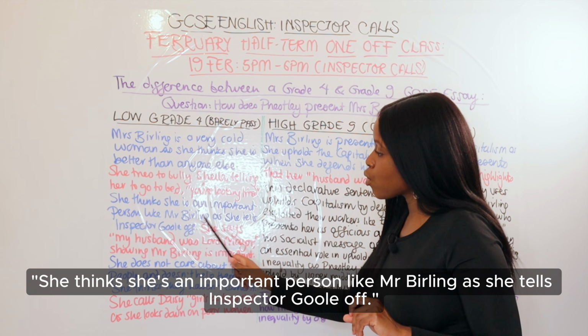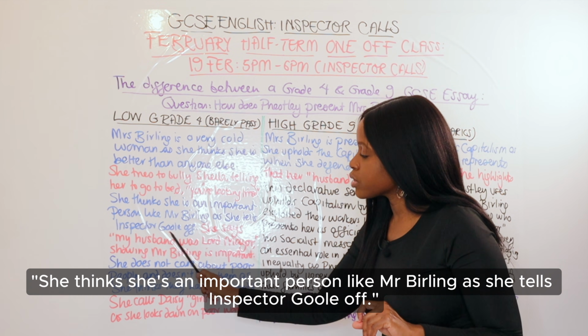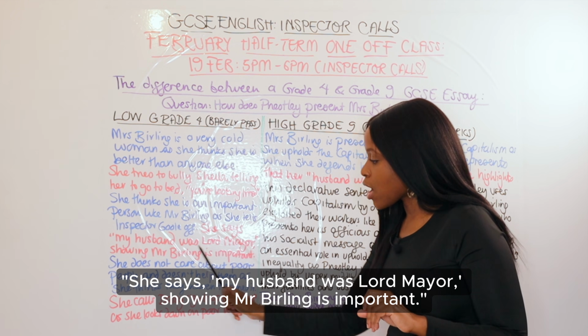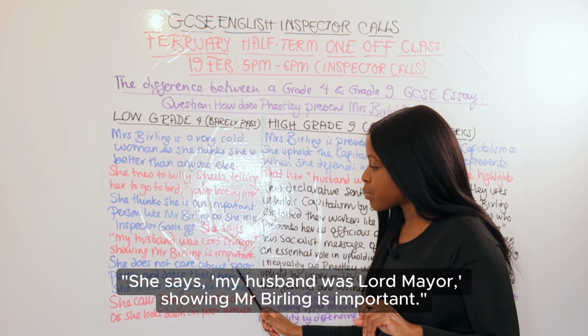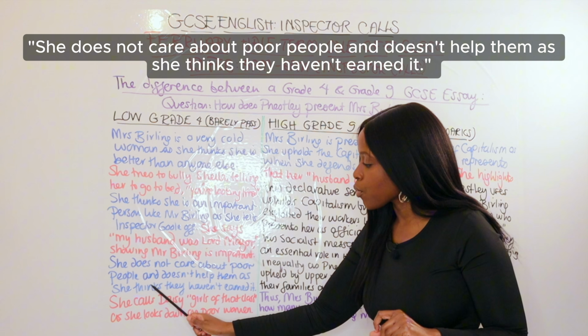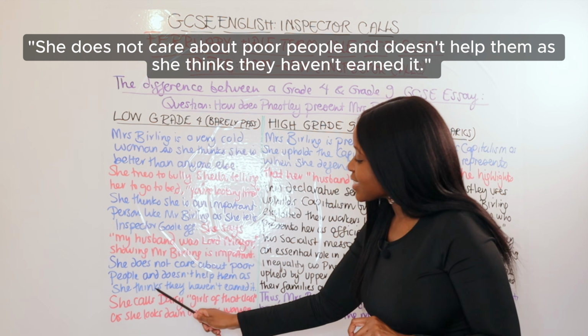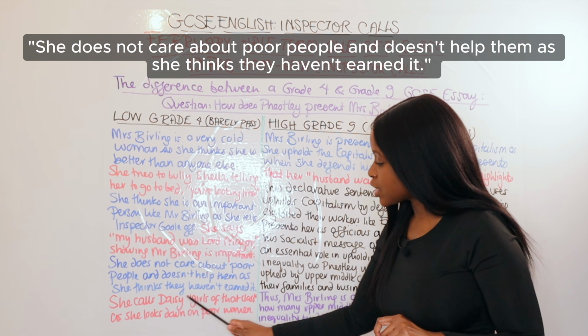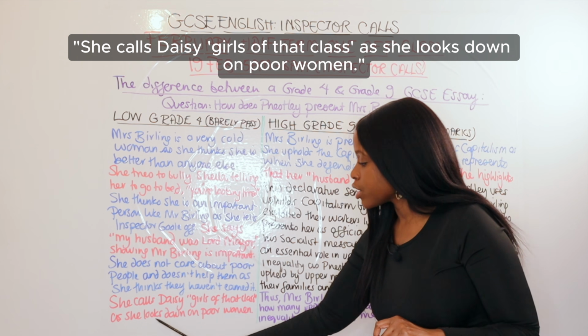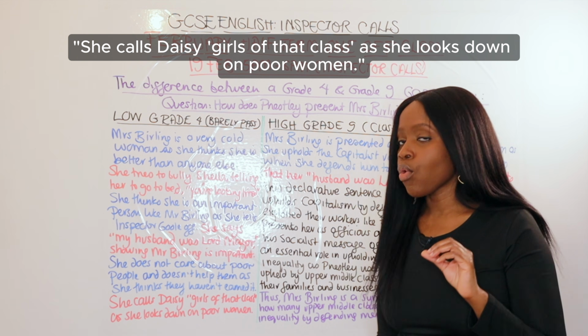She thinks she's an important person like Mr. Birling as she tells Inspector Goole off. She says, my husband was Lord Mayor, showing Mr. Birling is important. She does not care about poor people and doesn't help them as she thinks they haven't earned it. She calls Daisy girls of that class as she looks down on poor women.